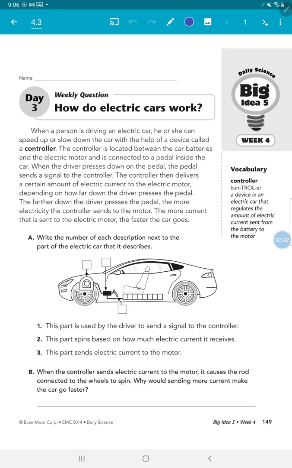The further down the driver presses the pedal, the more electricity the controller sends to the motor. The more current that's sent to the electric motor, what happens to the car? The more electricity it's getting, what do you think is going to happen? It's going to go how? Faster or slower? Faster. Faster, exactly. Okay, so the controller in an electric car controls what?